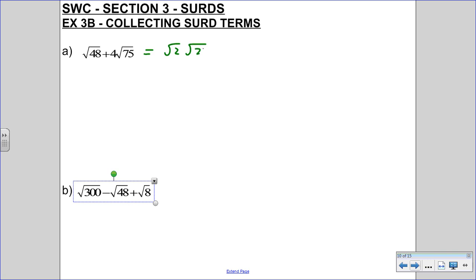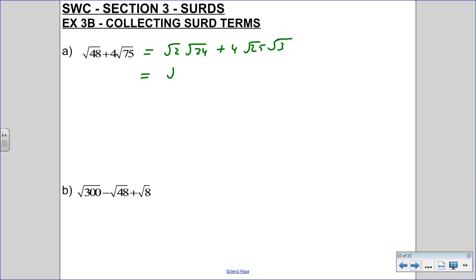So root 2, root 24, plus 4. Now what can 75 be broken down into? Well, 75 is a multiple of 5. You could look at it as a multiple of 5, or, again, some people like to do big chunks, so I think I'll do a big chunk. This is the same as root 25 times root 3, okay?